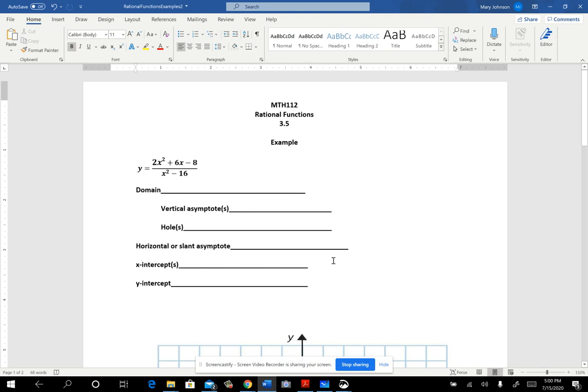Okay, in this video, we're going to be looking at primarily how to determine asymptotes of rational functions. In the example, I'm going to go ahead and graph the rational function just so you see a complete process. So first off, when you're looking at a rational function, that means you have a polynomial on top and bottom.